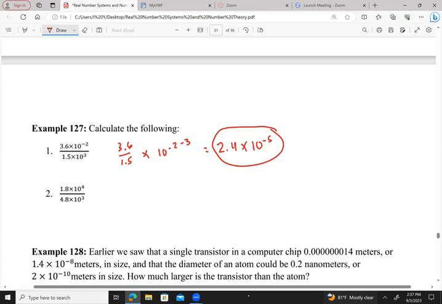Okay, here I have 1.8 divided by 4.8 times 10 to the fourth minus 3. 1.8 divided by 4.8 equals 0.375. This becomes times 10 to the first, 4 minus 3. Now I'm going to move it 1 to the left and I get 3.75. This becomes times 10 to the 0, which is 1.